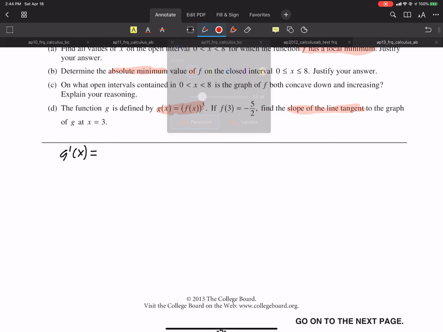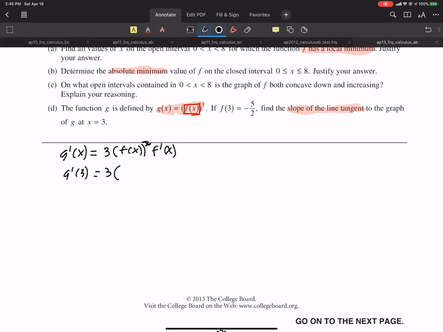Next, what you should see is you have a function and a function. Box cubed. That is classic chain rule. What's the derivative of box cubed? It's 3 box squared times the derivative of box, which is f prime of x. So we want the slope of the tangent line at 3. So we want g prime of 3, which is 3.